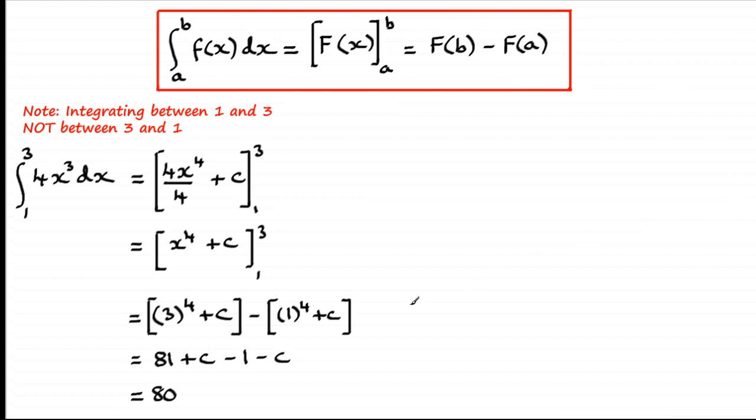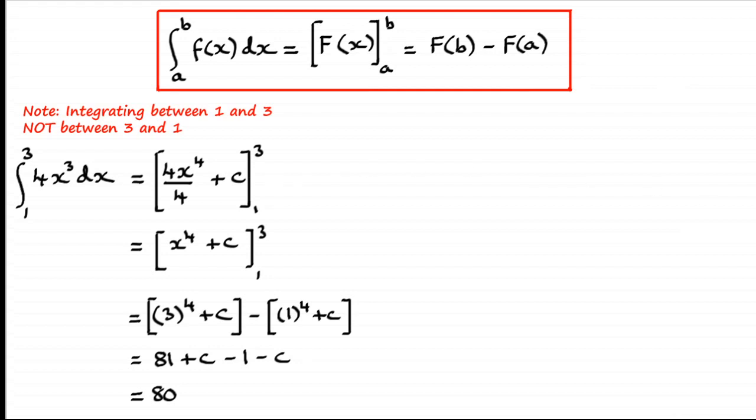So what happens in definite integration is that these constants will always cancel one another out. So we tend to not bother with putting the plus c in because of that. Okay, so you don't need to do that.